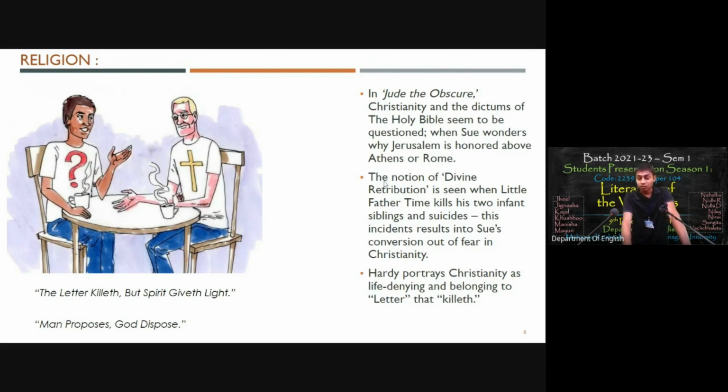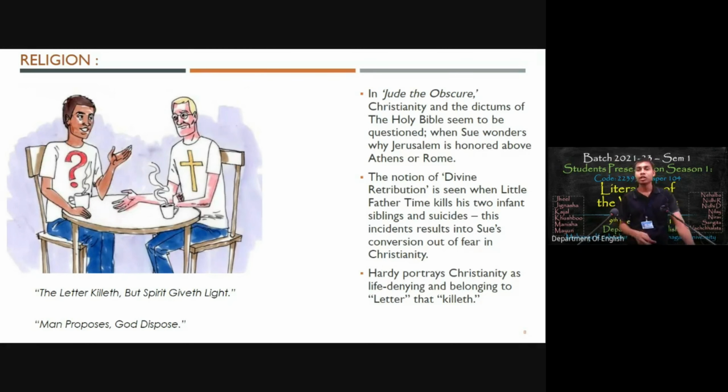Yes. The notion of divine retribution is seen when little Father Time kills his two infant siblings and himself by suicide. This incident results in Sue's conversion out of fear into Christianity. So what happens at the end, or the falling action according to Freytag's triangle: little Father Time, along with his two little infant siblings, dies in the killing and suicide. This is thought of as divine retribution, that God has done bad to me because I haven't believed in him.